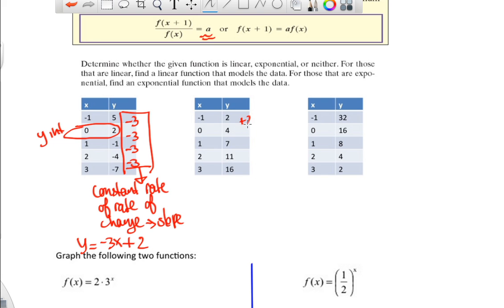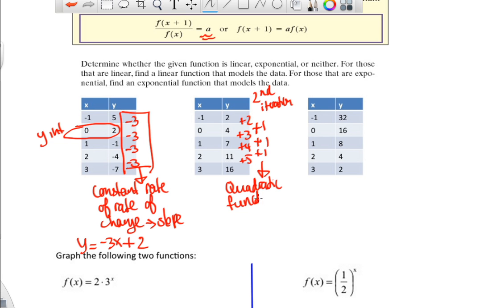So 2 to 4 is plus 2, from 4 to 7 is plus 3, plus 4, plus 5. Definitely a pattern, but not a linear pattern. It's also not a multiplying pattern, because 2 times 2 is 4, but 4 times 2 is 7. Here's something neat that's not in here. This is actually a quadratic pattern, because the first change is not constant, but 3 to 4 is also plus 1, from 4 to 5 is also plus 1. So this is called like your second iteration. The change in the second iteration is constant, so because of that, this is a quadratic function.